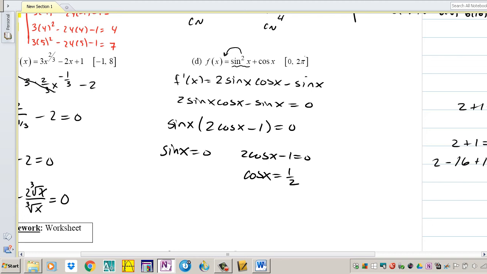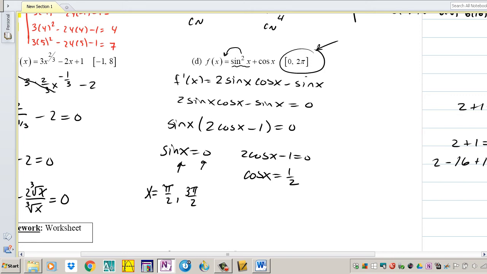Now, we're dealing with a closed interval from 0 to 2 pi. What angle of sine will give me 0 from 0 to 2 pi? If you know your unit circle very well, sine of pi over 2 gives me 0, and sine of 3 pi over 2 gives me 0. Now let's go ahead and take a look at the cosine of a half. Same thing. I'm dealing with the interval from 0 to 2 pi.